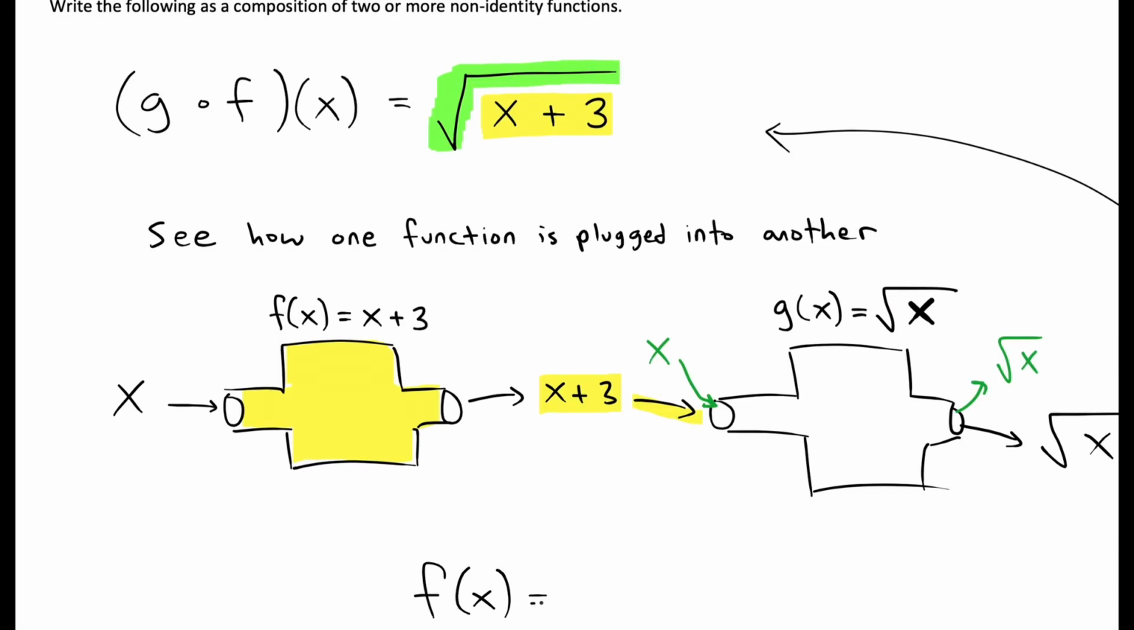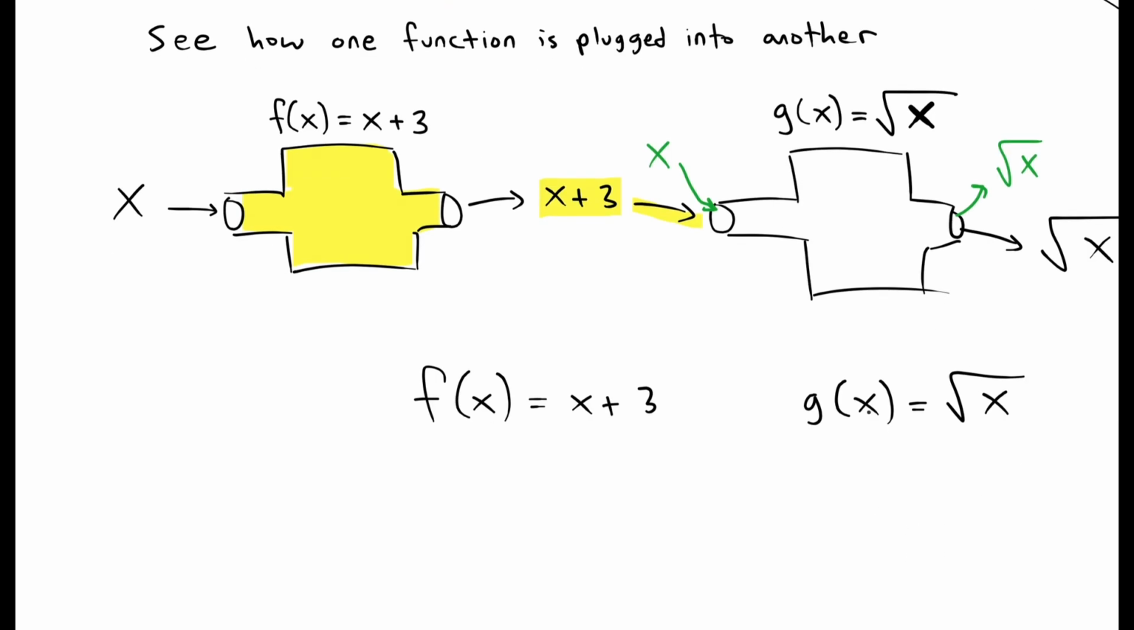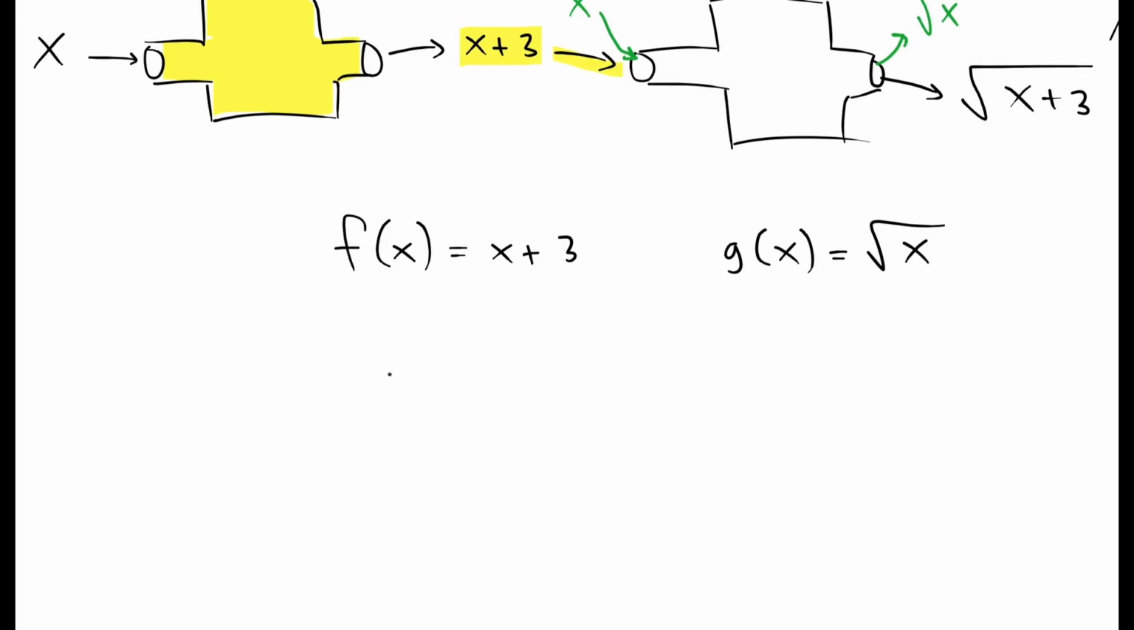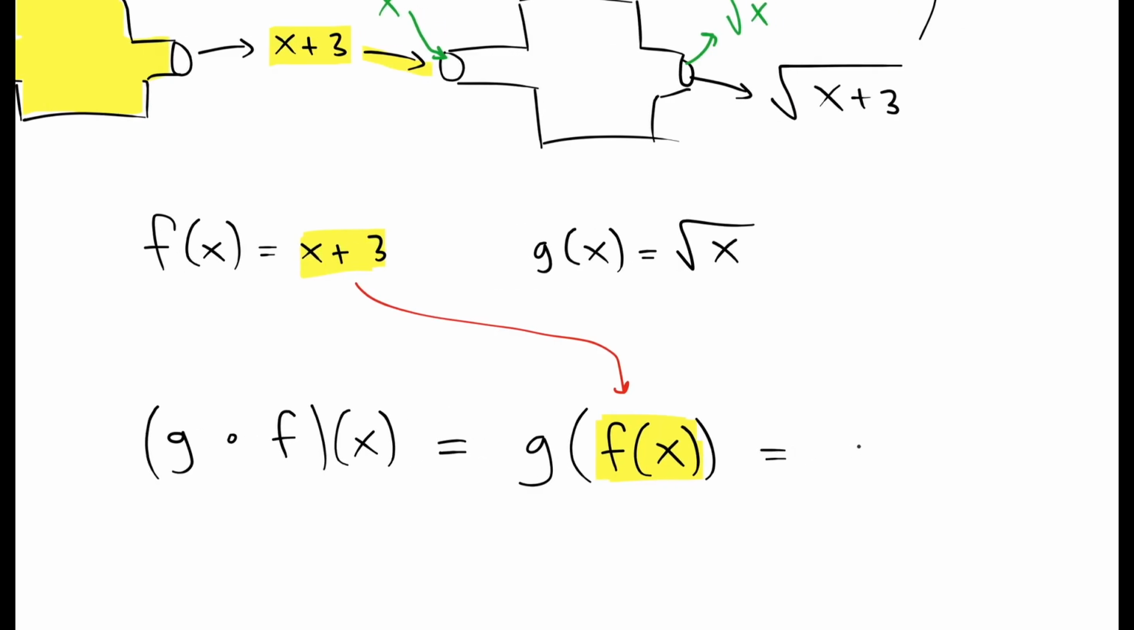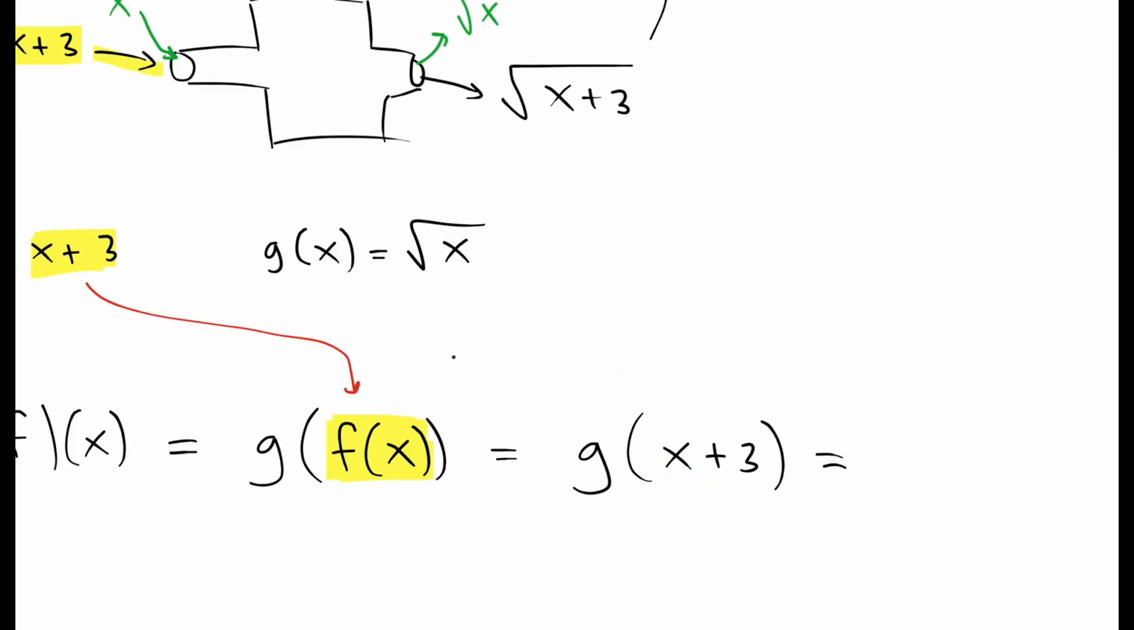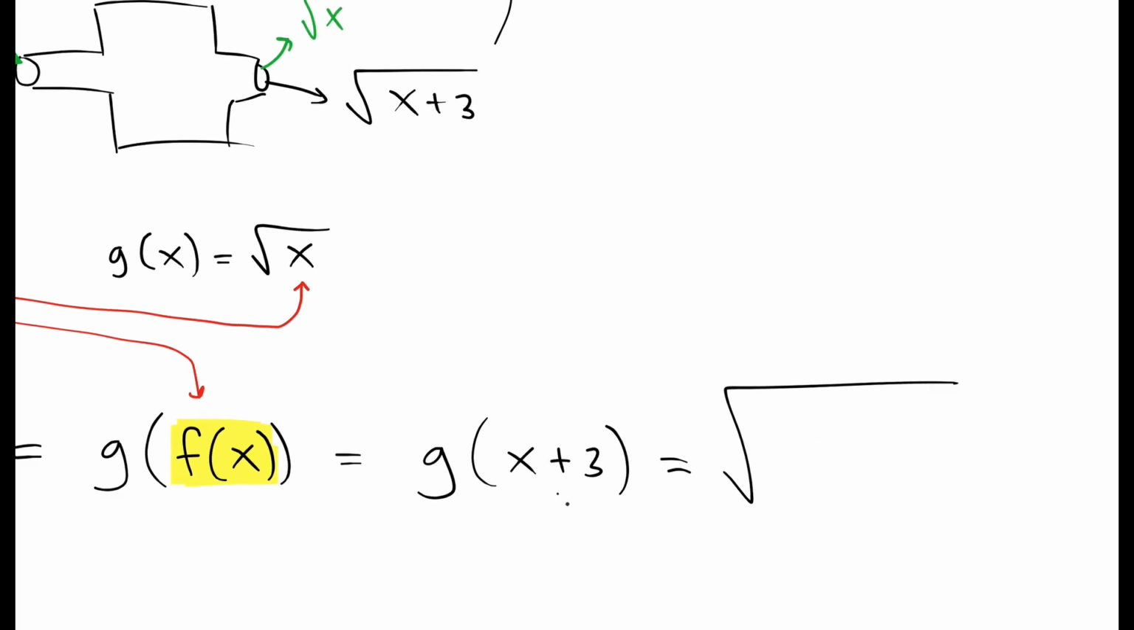If f of x is x plus 3 and g of x is the square root of x, then if we were to compose these and write g of f of x, that is the same as writing this, where f of x becomes the input to g of x. And since f of x is x plus 3, this would simplify to g of x plus 3. And so all we have to do is plug the x plus 3 into here, so that we get the square root of the input, x plus 3.